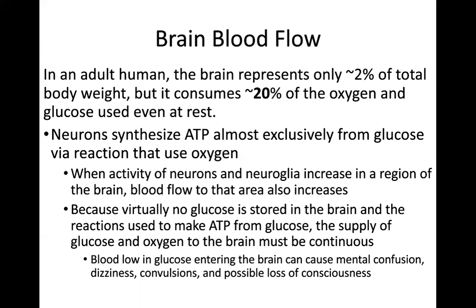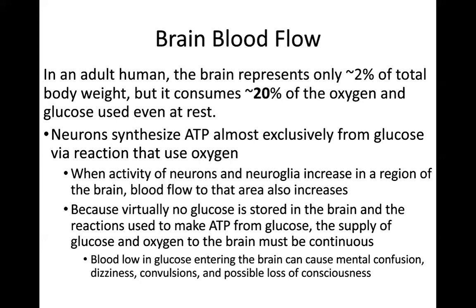Scientists realized this a long time ago, and they've actually used the way that blood flows through the brain to figure out what stuff does in the brain. For example, when activity of neurons and neuroglia increases in a region of the brain, blood flows to that area. They use that as a way to figure out, oh yeah, your frontal lobe does this, because that's where the blood flow is going when you're doing this activity.